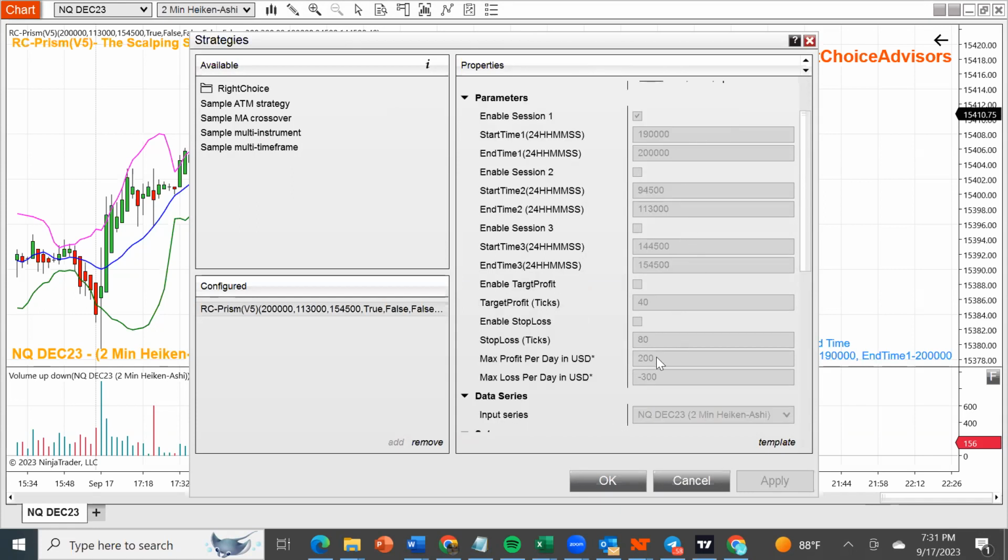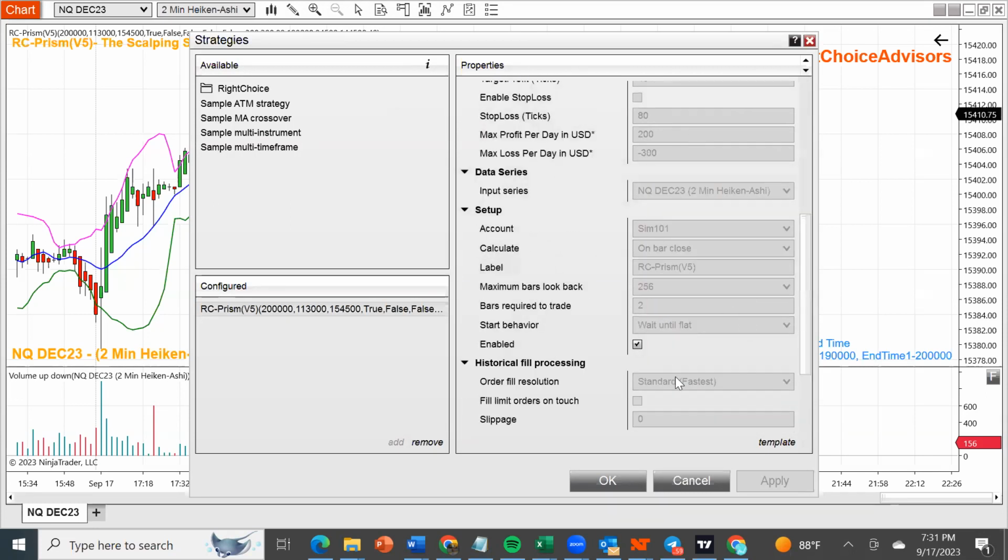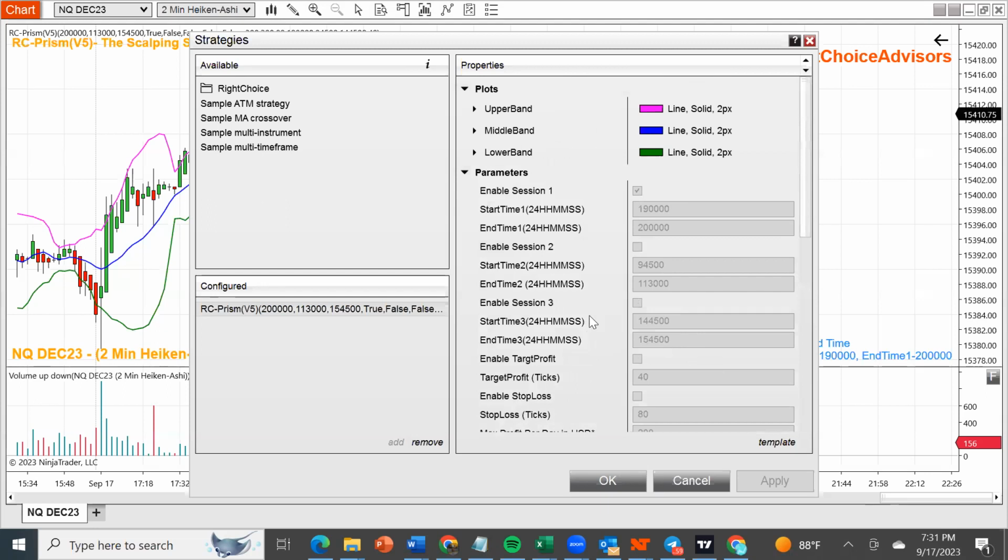But these values are mandatory: the profit, max profit per day, max loss per day. Everything else is the same. There is no other change. And once you are happy, then we'll also give Spectrum with the same logic. So either with Prism or Spectrum, you can continuously make profits.